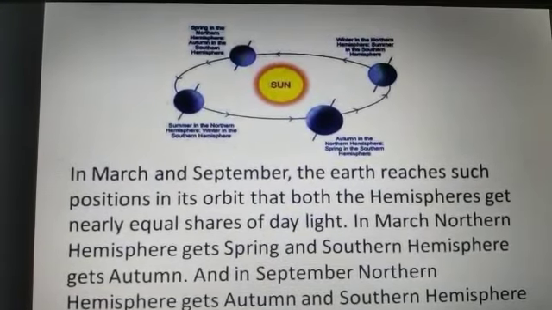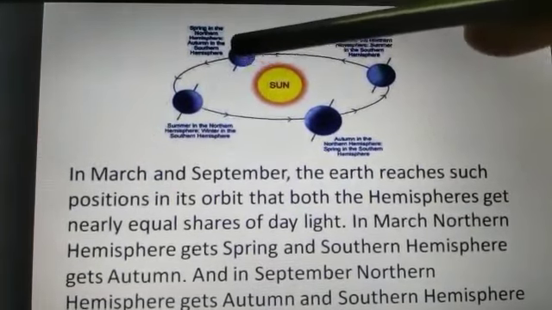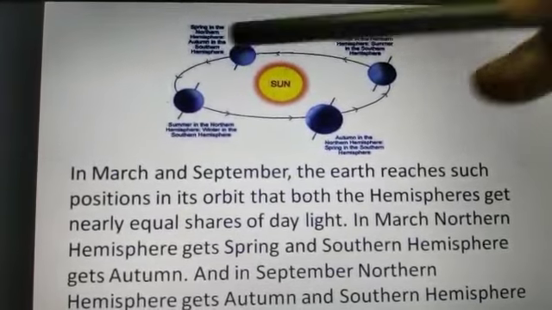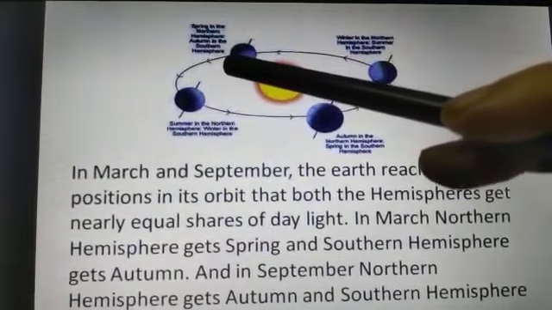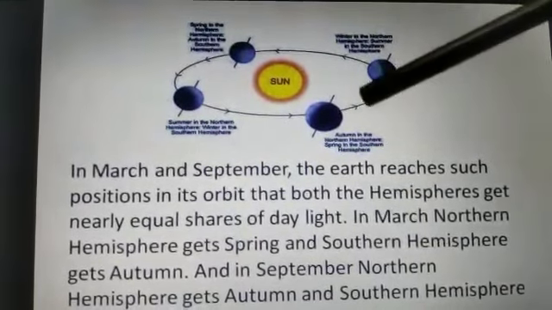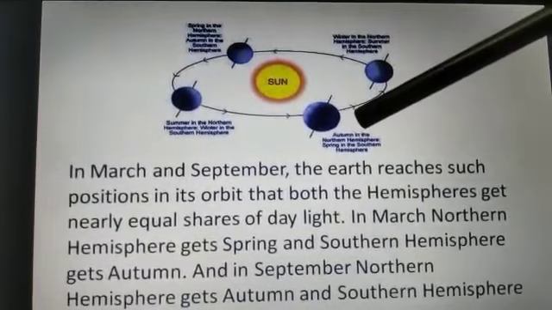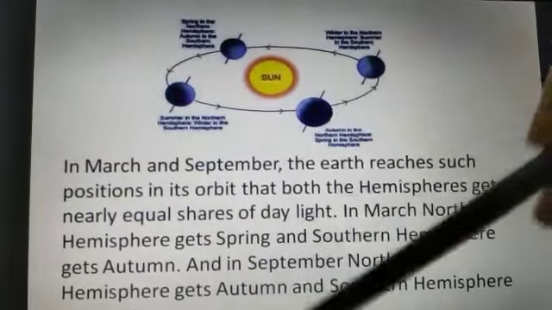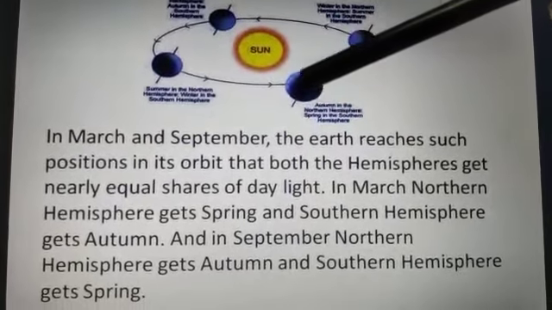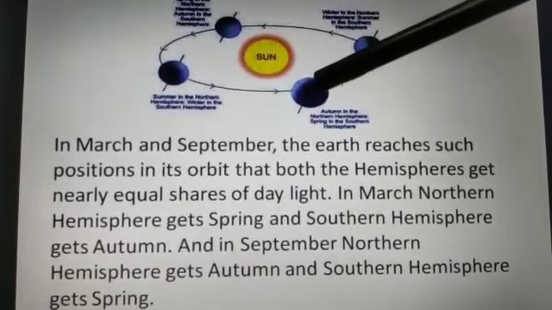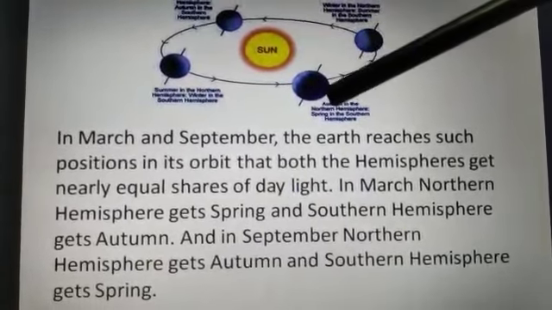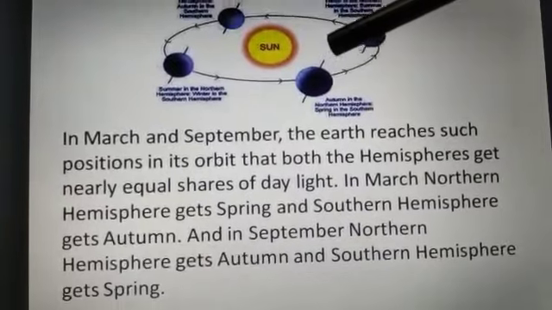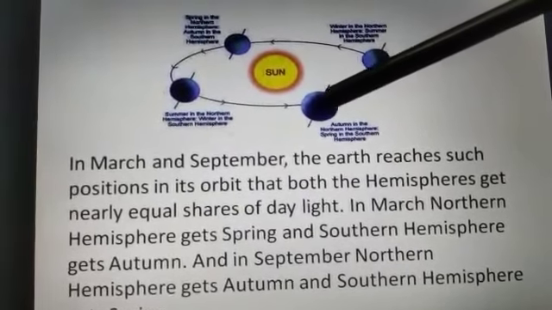In March, in our northern hemisphere, we get the spring season, and the southern hemisphere gets the autumn season. And in September, the northern hemisphere gets autumn and the southern hemisphere gets spring. The same thing happens because both the hemispheres are getting the same amount of daylight. That means the same amount of sun rays. So both the hemispheres get nearly equal shares of daylight.